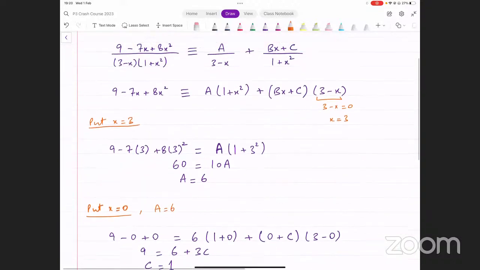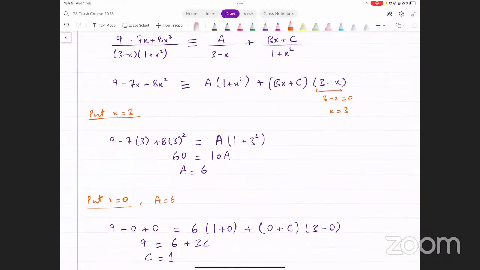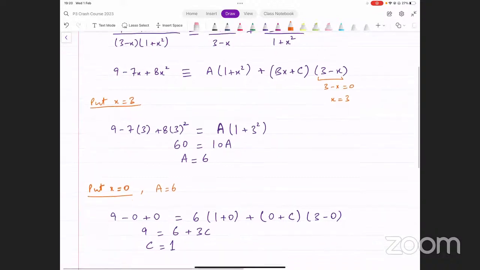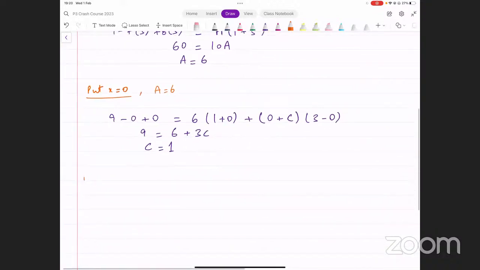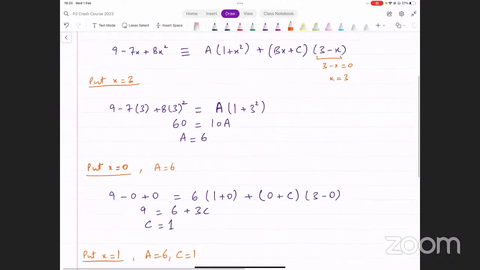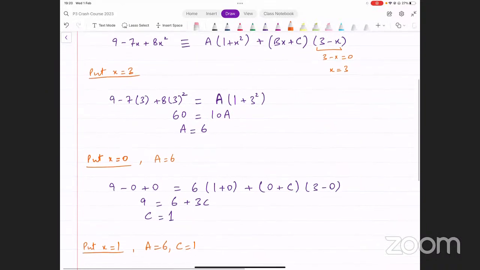We could choose another value of x, any value of x. And another easy value of x that we could input could be 1. That makes our calculations pretty straightforward as well. Let's do that now. We input x equals 1 along with the values that we have found already, a equals 6 and c equals 1. Okay, because we can't make any bracket 0 anymore. So now we input values like this: x equals 0, x equals 1, x equals 2, and we can evaluate the rest of the unknowns.